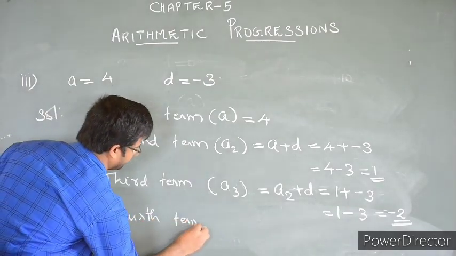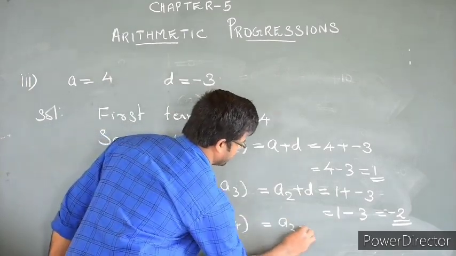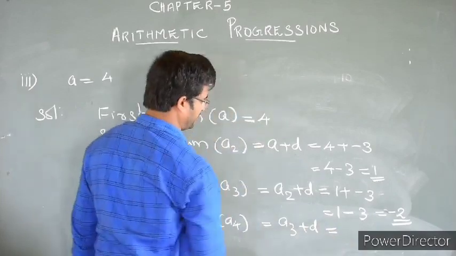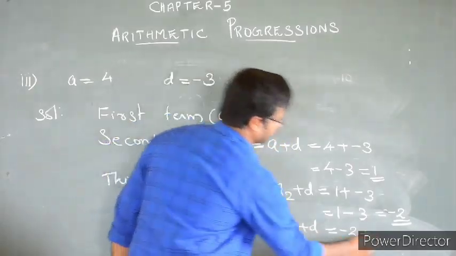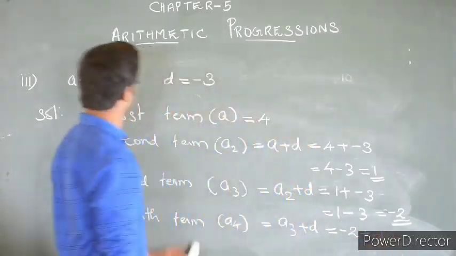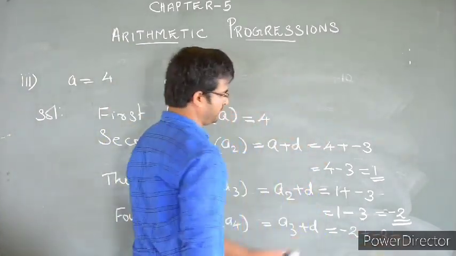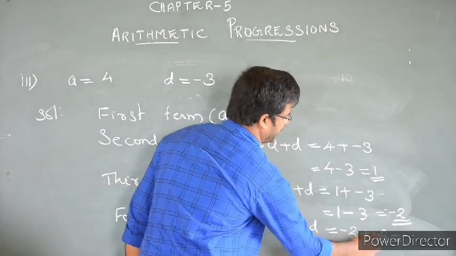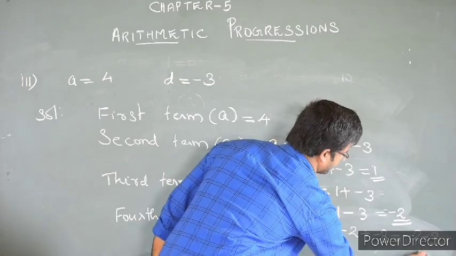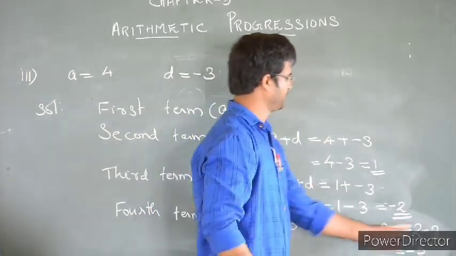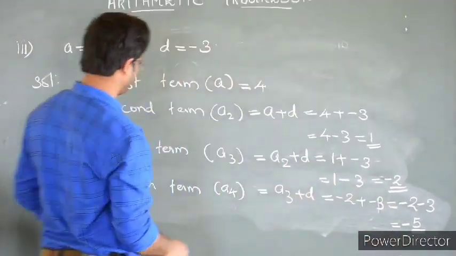Then fourth term A4. A4 means A3 plus D, equal to A3, in here minus 2, plus D. Sorry, D is minus 3. Then minus 2 plus minus 3. Minus 2 minus 3 equal to minus 5. 2 plus 3 is 5. Then minus, we can write downside, minus 5.